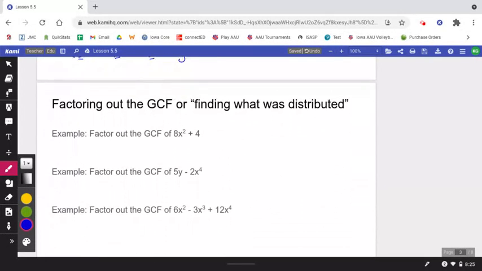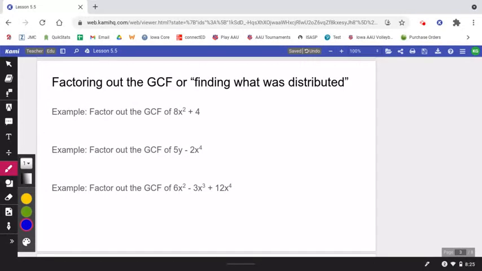So once we've found that greatest common factor, the next thing we're going to do is undistribute it, or divide it out, to have our greatest common factor out front and then whatever's left of our polynomial on the inside. So between 8x squared and 4, they have in common 4. Now if I divide that out, that would leave me with 2x squared here, and 4 divided by 4 is 1. Between 5y and 2x to the fourth, there's only 1. That's the only thing they both can be divided by.